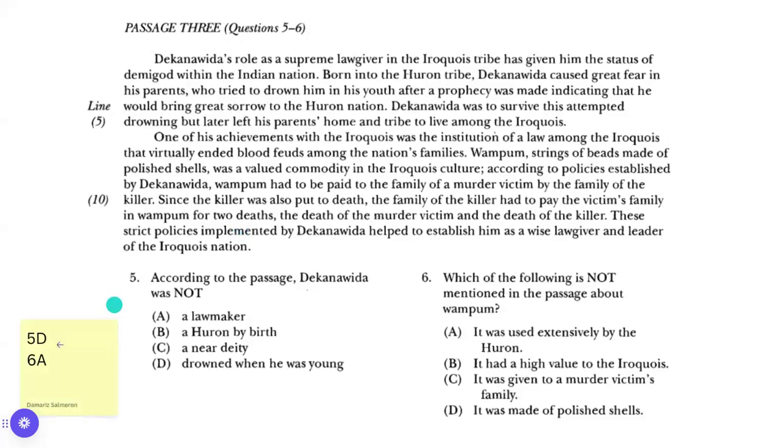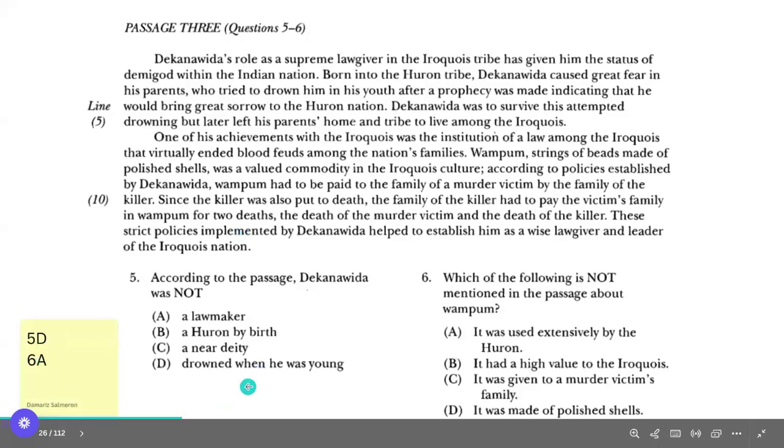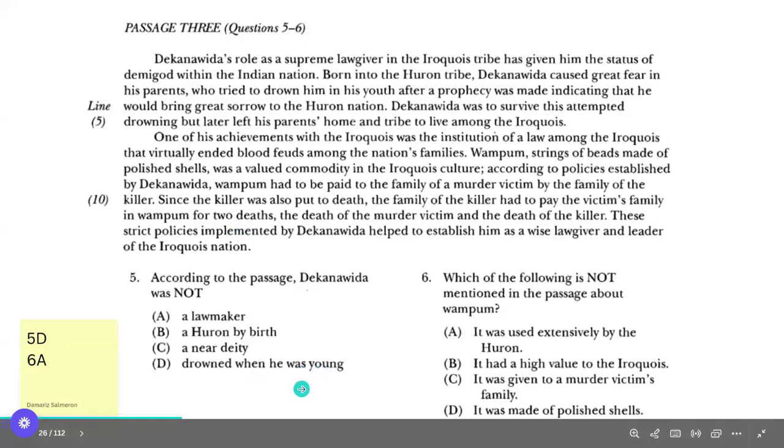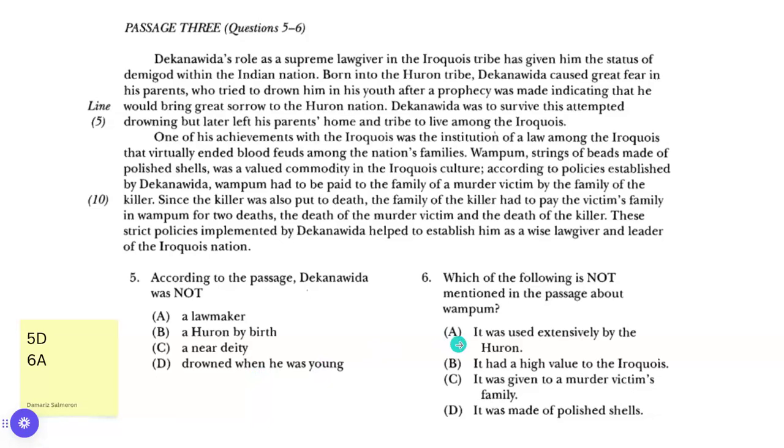And these are the answers. 5D, drowned when he was young. This is not mentioned in the passage. This is not true. And number 6A, it was used extensively by the Huron. This is not mentioned about the wampum.